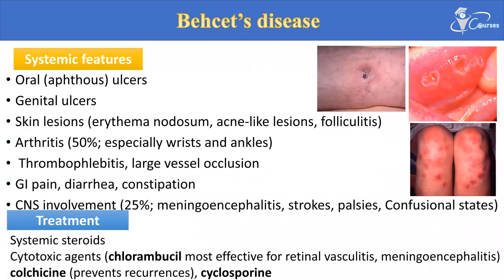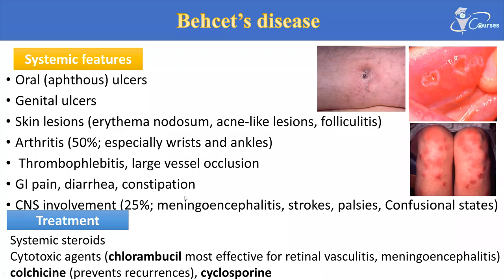Systemic features are very important and will help very much in the diagnosis of this condition, like the oral ulcers, or what's called aphthous ulcers, the genital ulcers, and skin lesions such as erythema nodosum. Those who are applying for the FEBO exam, the Fellowship of European Board exam, they present this leg photo and ask that this patient has uveitis. So they ask about the erythema nodosum, which occurs with Behçet disease. There will also be acne-like lesions and folliculitis. There will be arthritis involving the wrists and ankles, thrombophlebitis and large vessel occlusion. Those patients can even present with inferior vena cava obstruction due to thrombophlebitis.